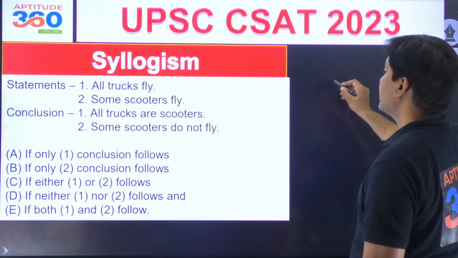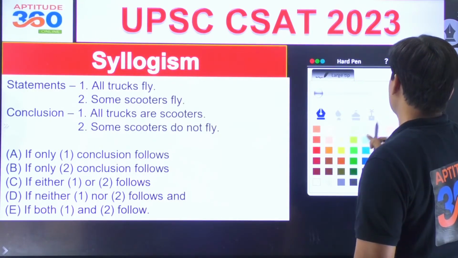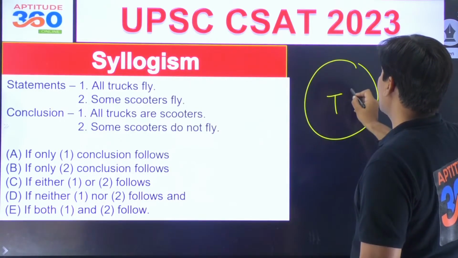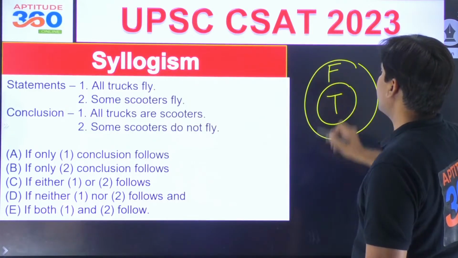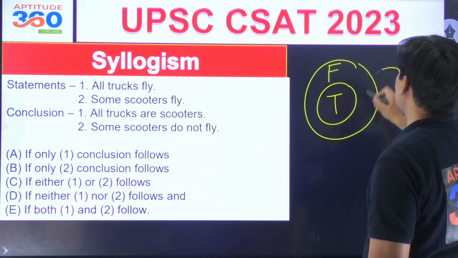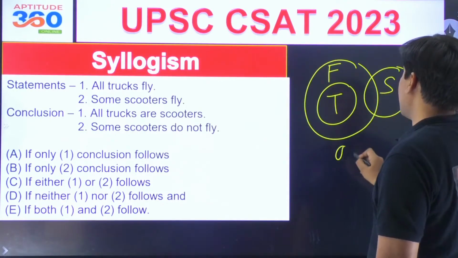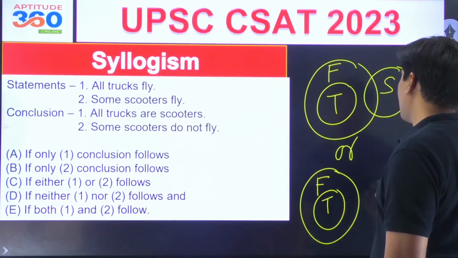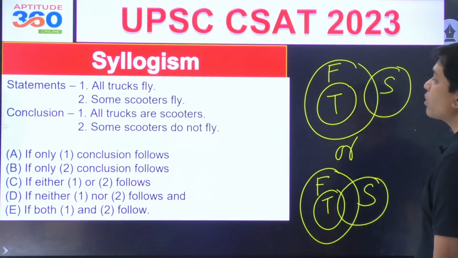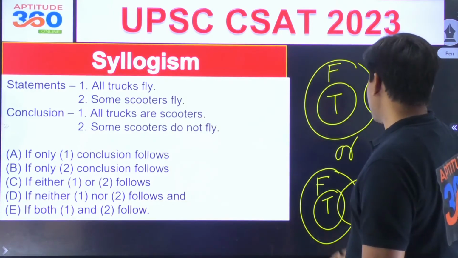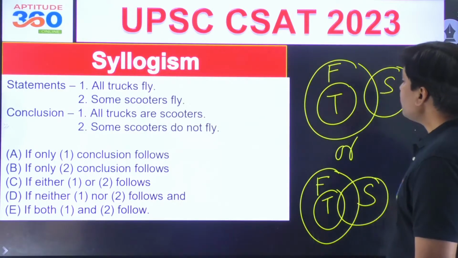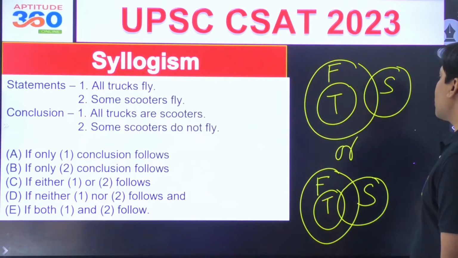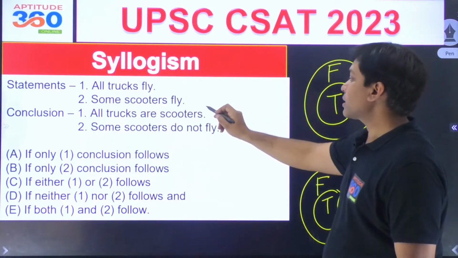All trucks fly. Some scooters fly. So this can be either this diagram or this diagram. यही हुआ ना? Because the problem does not tell you anything about truck and scooter. What is gonna be the answer out here? All trucks are scooters. All trucks are scooters तो कहीं पे भी नहीं हो सकता ना?